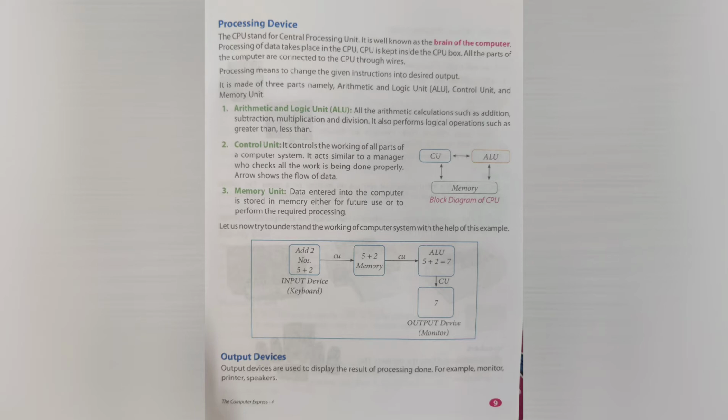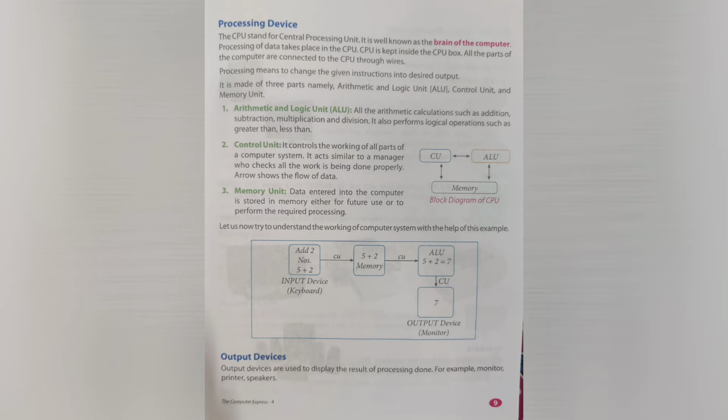The second part is the control unit. It controls the working of all parts of a computer system. It acts similar to a manager who checks that all the work is being done properly. The arrows show the flow of data: ALU sends to memory, memory to CU, and CU to ALU. Block diagram of CPU. Memory unit: data entered into the computer is stored in the memory either for future use or to perform the required processing.